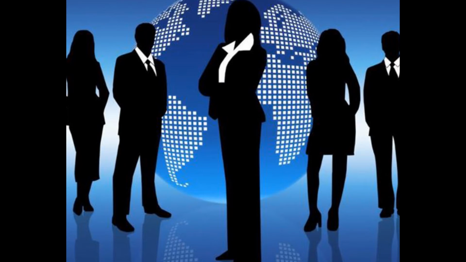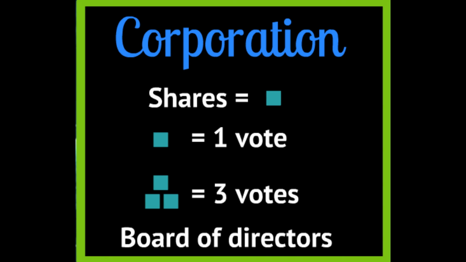The third type of business that I wanted to talk to you about is a corporation. As you can see from the image, in a corporation, each person gets one share, or one vote. The more shares you have, the more votes you have. The problems and advantages for corporations are a little bit different.